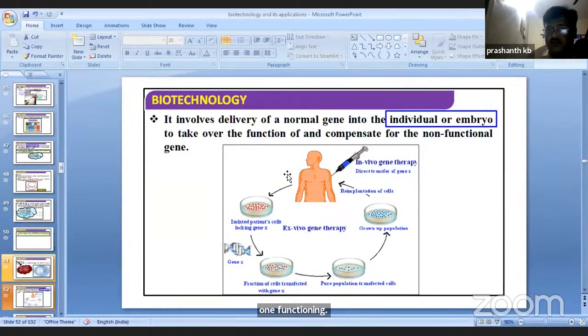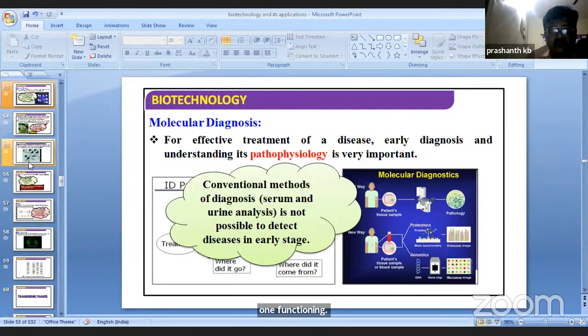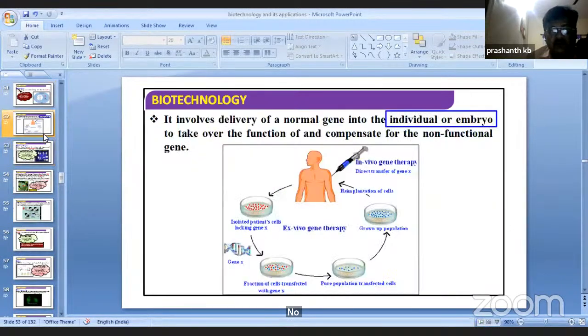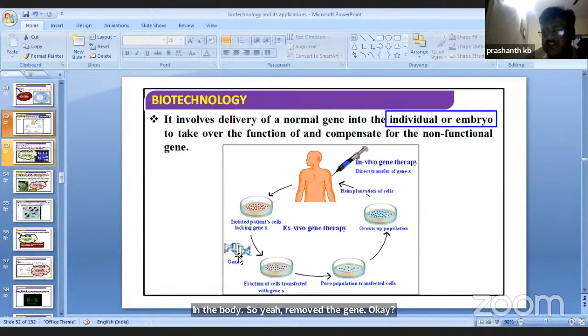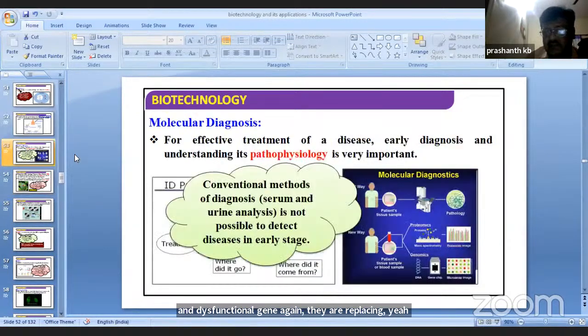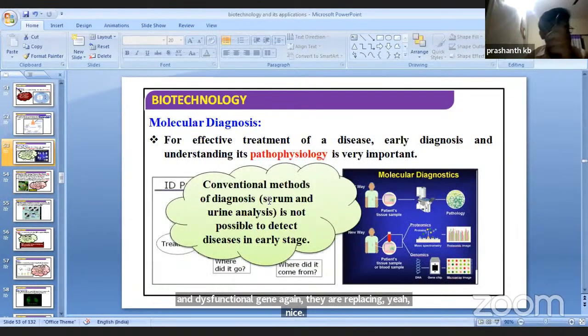Now, see here. What is the treatment? In vitro condition, how are they replacing it in vivo, meaning in the body? They have removed the cells, replaced the gene with the functional gene here, and this functional gene they are again putting into the human body. This is the simple technique given. Next one.